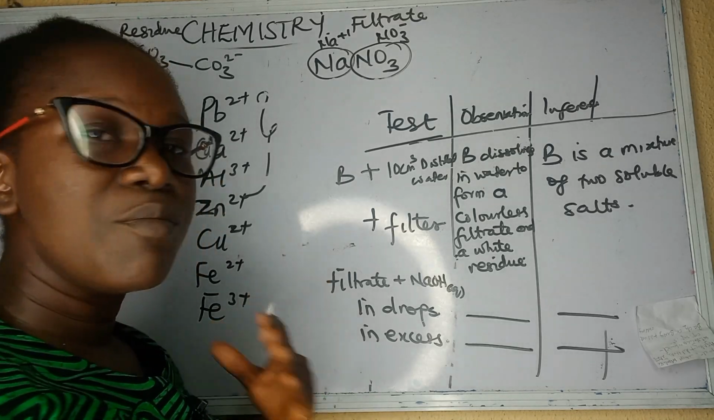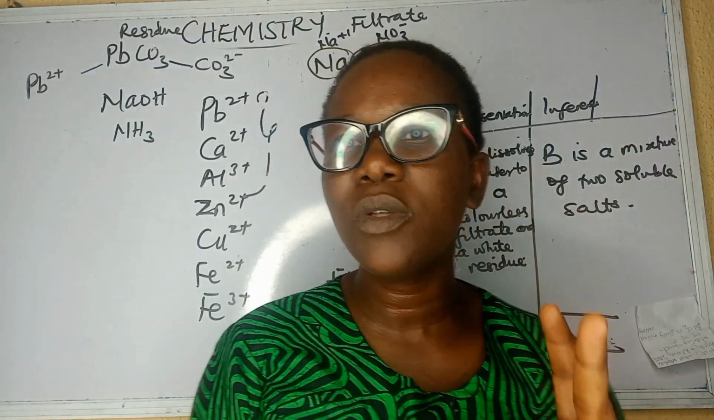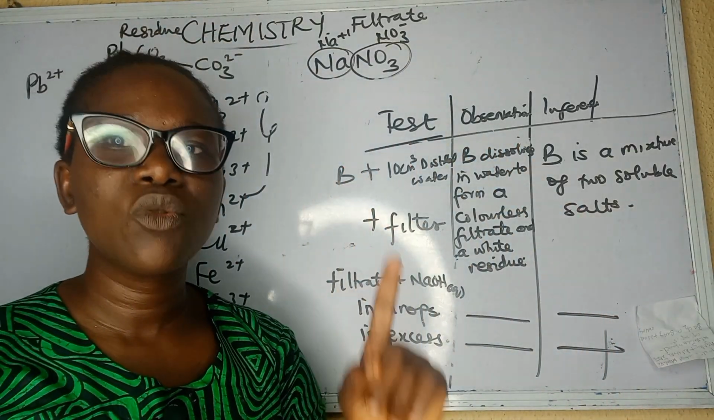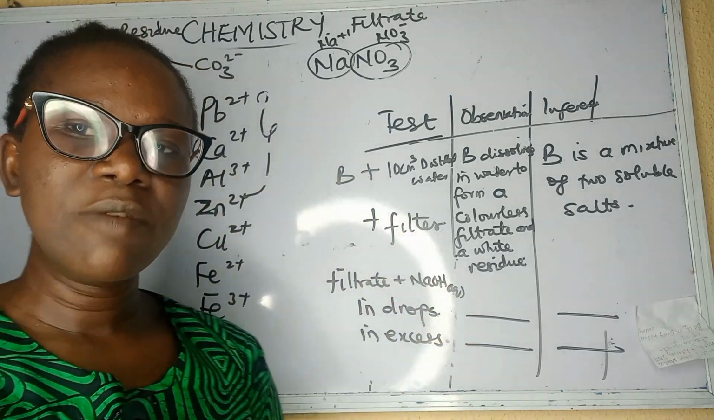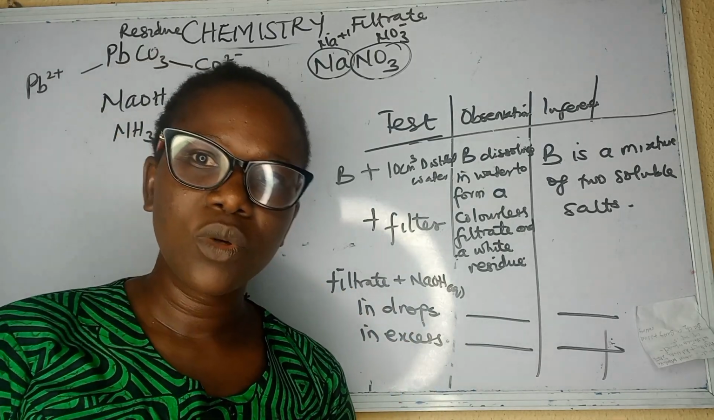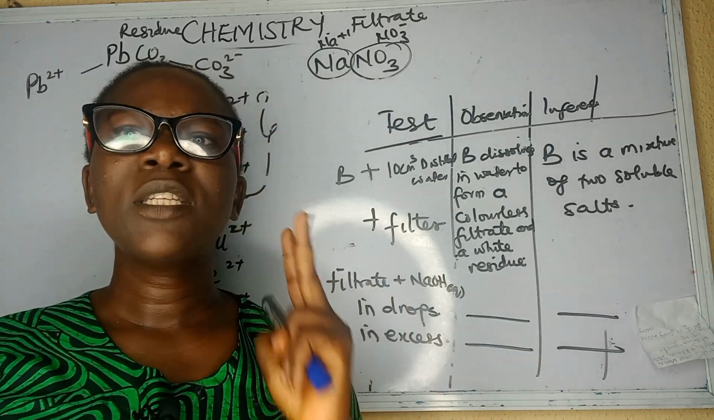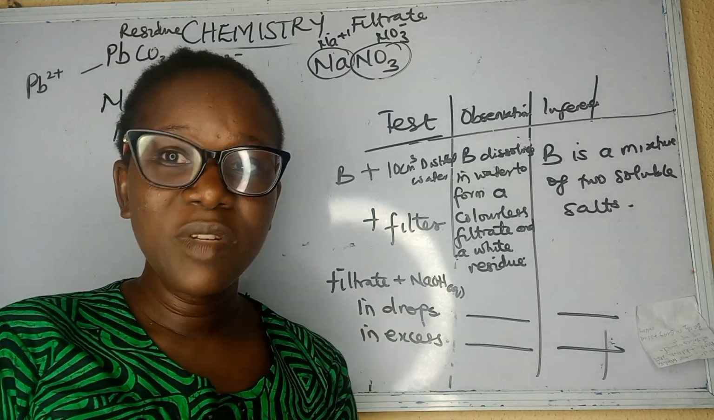Now, this remains insoluble because, as I told you, there are 2 reagents that are used to test for positive ions. They are sodium hydroxide and ammonia. So each time you see sodium hydroxide and ammonia in your question, just know you are testing for positive ions. And when you are given a single sample and you have to add water and filter, you are expecting 2 things: residue and filtrate. That is, not everything will dissolve.